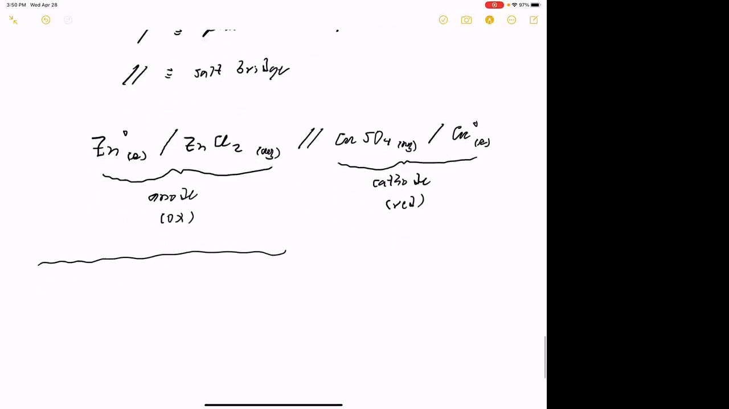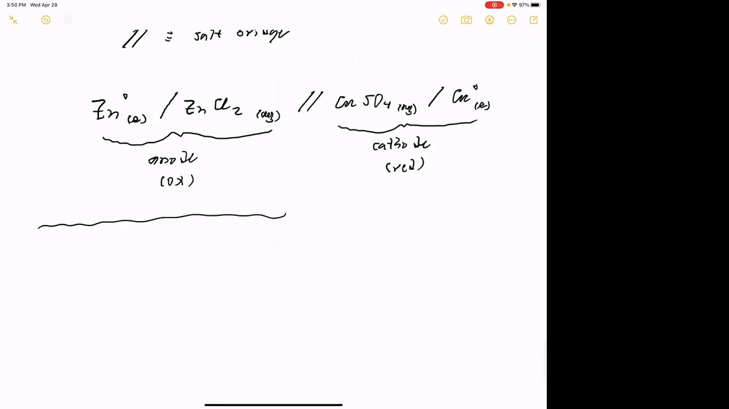So the next thing we want to talk about to start tying all this together is this thing called the standard reduction potential. You knew we were going to start doing calculations sooner or later, right? And we have a symbol for that. We call that an E0. Okay, it's really an E naught, but we call it an E0.